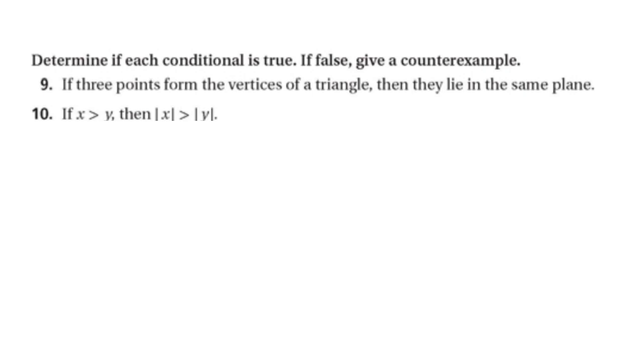Determine if each conditional is true. If false, give a counterexample. If 3 points form the vertices of a triangle, then they lie in the same plane. So the vertices of a triangle are the 3 little corners that create a triangle.